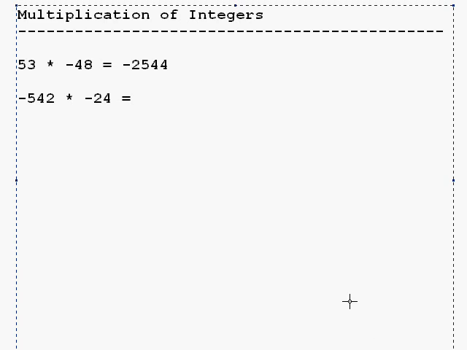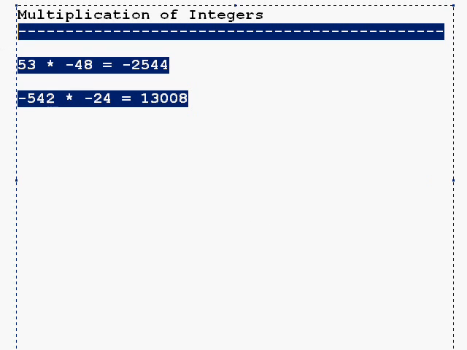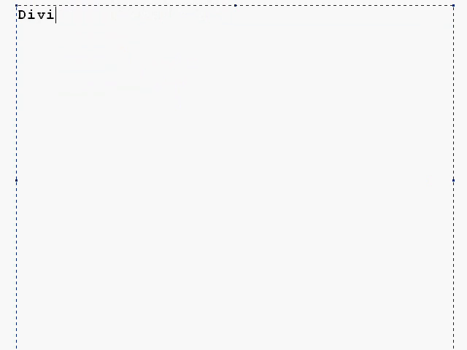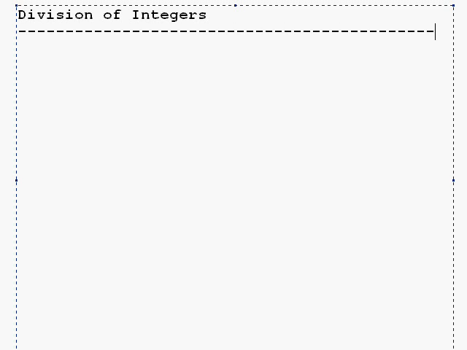The division of integers is actually the exact same thing. We'll say, I don't know, 40 divided by 10 is 4. Well, negative 40 divided by 10 is negative 4. 40 divided by negative 10 is negative 4. And negative 40 divided by negative 10 is positive 4.